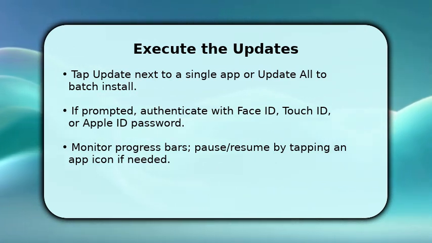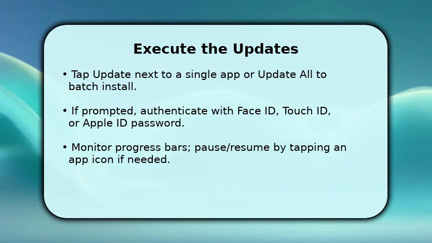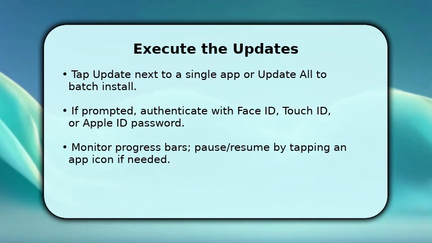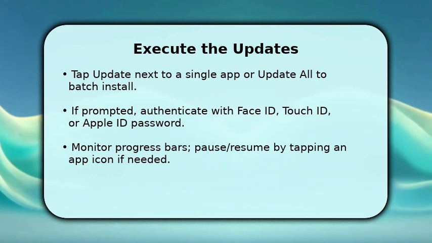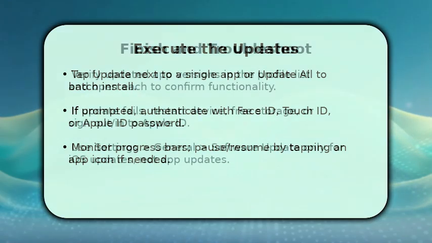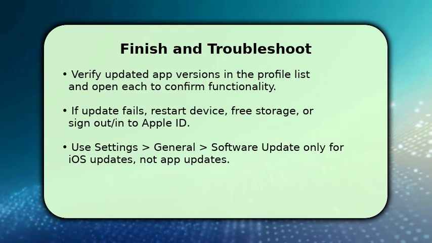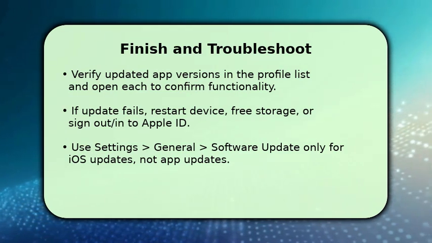Pay attention to each progress bar because interrupted installs can corrupt app data. If a download stalls, tap the app icon to pause and tap again to resume. Make sure to keep the device awake and on Wi-Fi for large downloads. You finish by verifying new app versions under your profile and launching key apps to confirm they work correctly. This checks for compatibility issues.